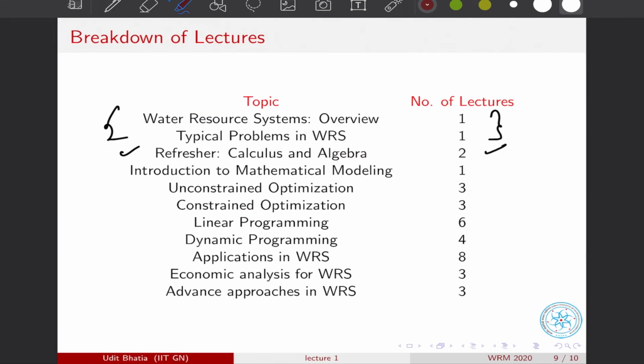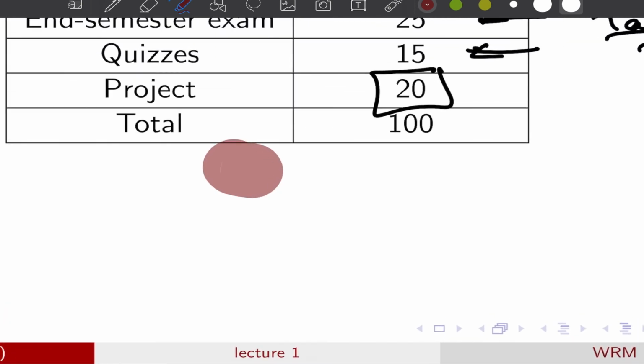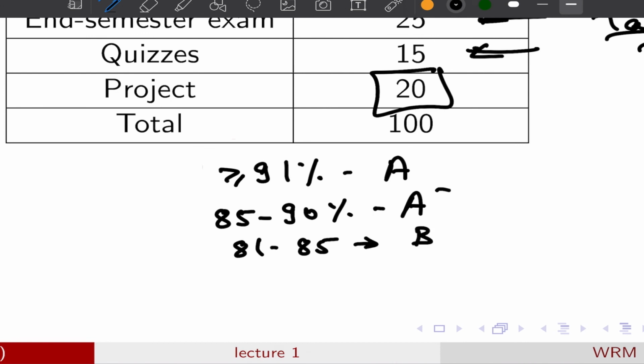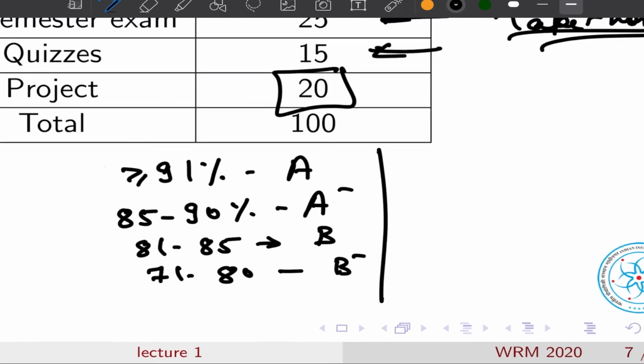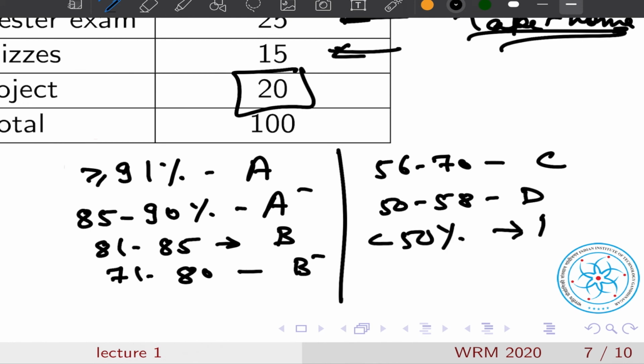And finally, touching upon the grading: whether we are going to have absolute grading or relative grading, we will have absolute grading. The grade slabs would be: greater than or equal to 91% we would have an A grade, 85 to 90% A minus, 81 to 85 we get B, and 71 to 80 it would be B minus, followed by 56 to 70 it would be C, 50 to 58 it would be D, and less than 50% you are going for an F grade.